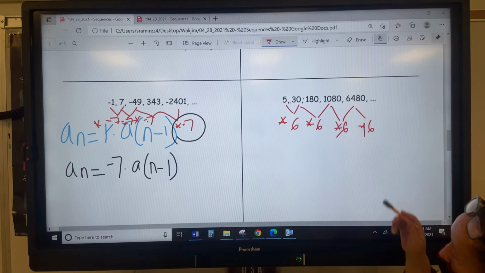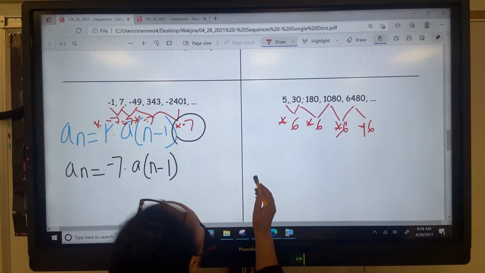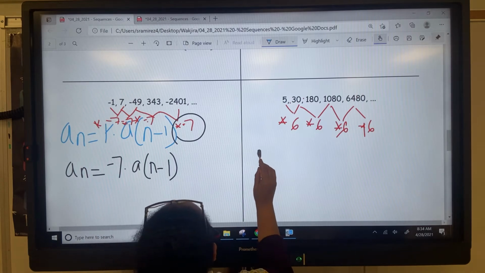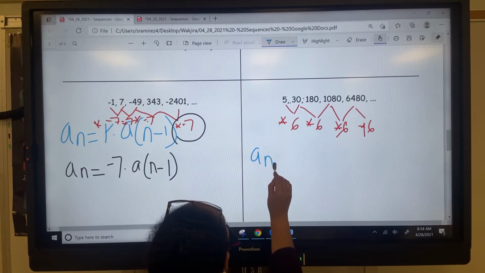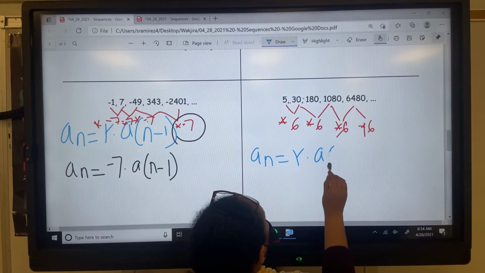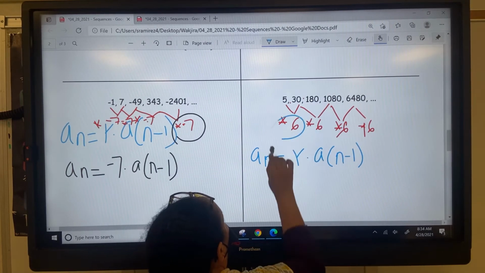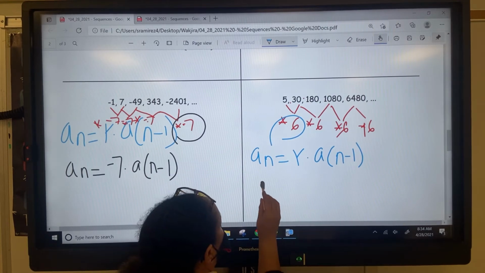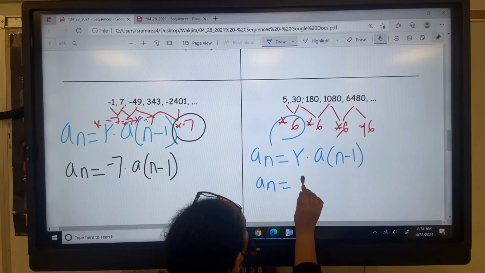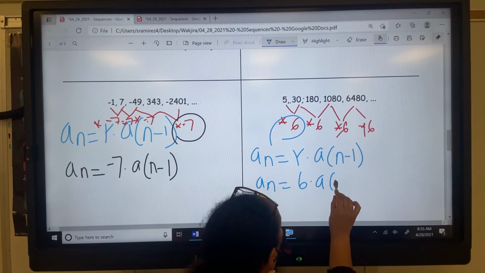Now we have our R, so the only thing we need to do is write our formula. That's A sub n equals R times A sub n minus 1. So since we have our R, that is 6, that's the only thing we need to insert in the formula. A sub n equals R, which is 6, times A sub n minus 1.